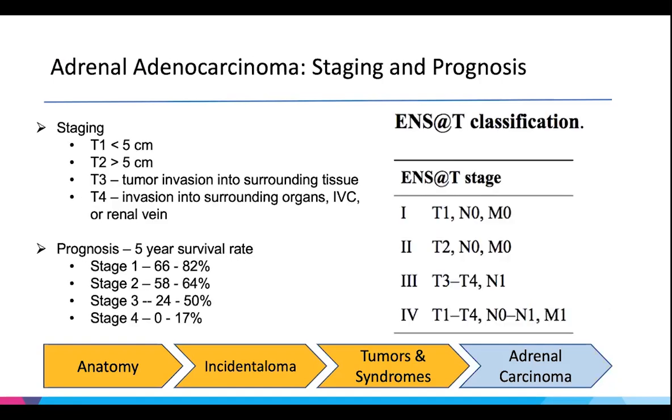For staging, this came up in one of the questions we saw earlier. So T1 is going to be less than 5 centimeters, go to T2 when greater than 5 centimeters, T3 when you have invasion into surrounding tissue, and T4 when you have invasion into surrounding organs, such as the IVC or renal vein. When you're at stage 1, 5-year prognosis, 66 to 82%, stage 2, 58 to 64%, stage 3, 24 to 50%, and stage 4, 0 to 17%.